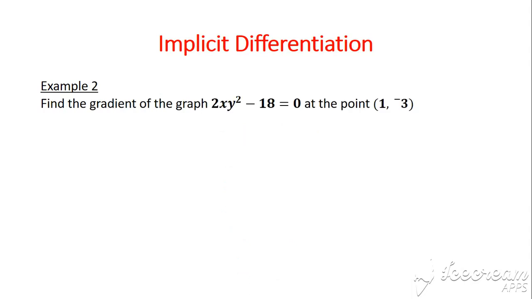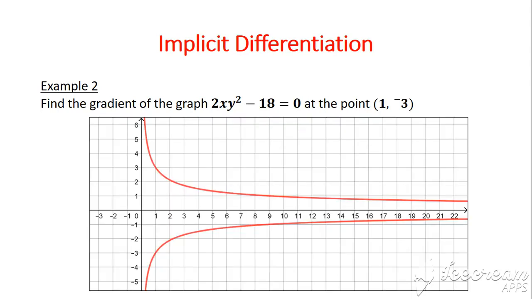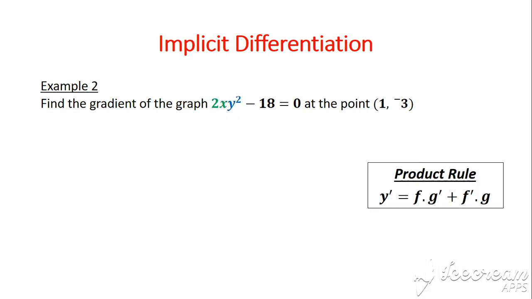Right, let's get into example 2. Find the gradient of the graph 2xy squared minus 18 equal to 0 at the point 1, negative 3. Well, here's what the graph looks like, a weird looking graph. Here's the point 1, negative 3, and our job is to find out what is the gradient at that point. Right, let's get into it.